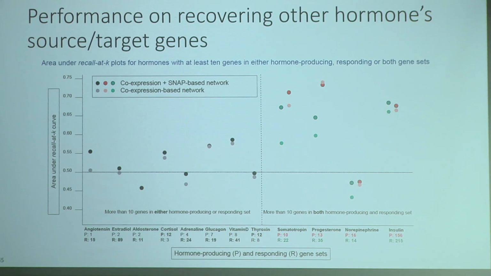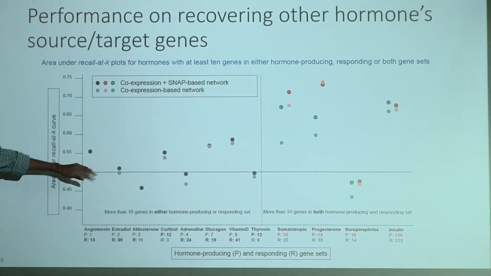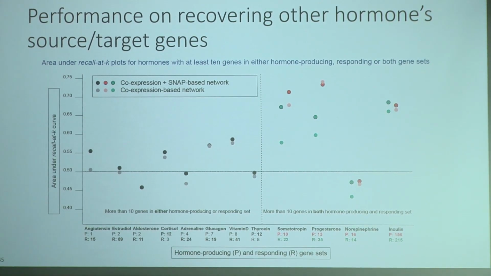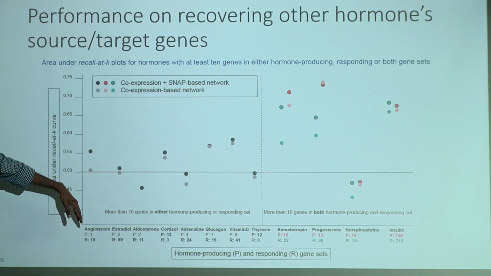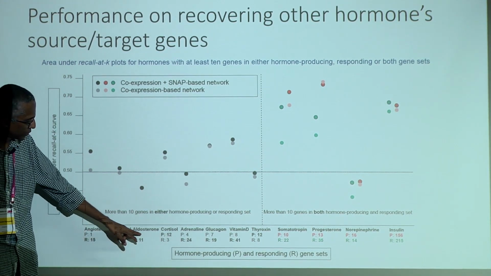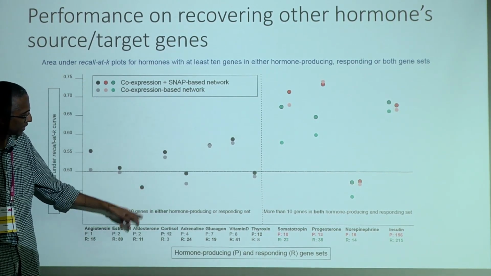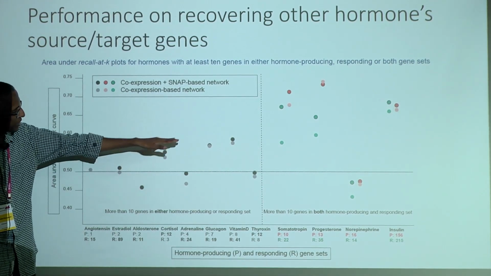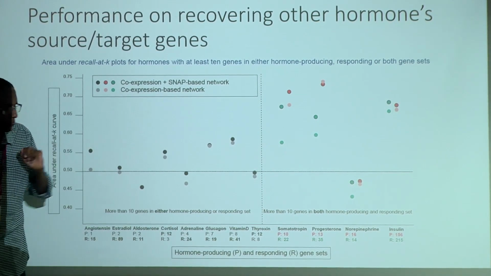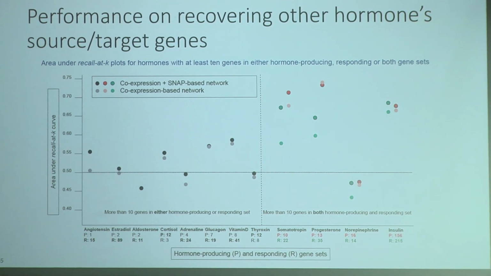This is a summary of all the slides that I skipped, which shows the random 0.5 score, right? So this is the area under the recall at k curve. And you can see that there are some hormones which have a very low number of producing genes, only 2. Those are very hard to predict. But if you have at least 10 producing genes, then you have better predictions, better than a random classifier.